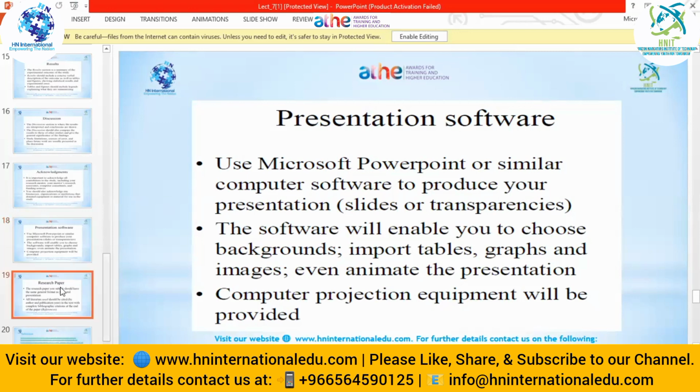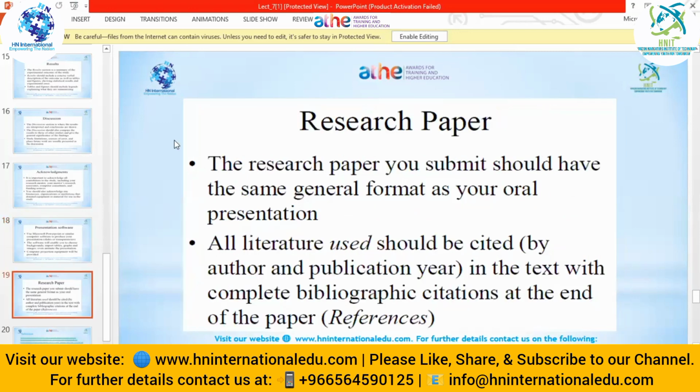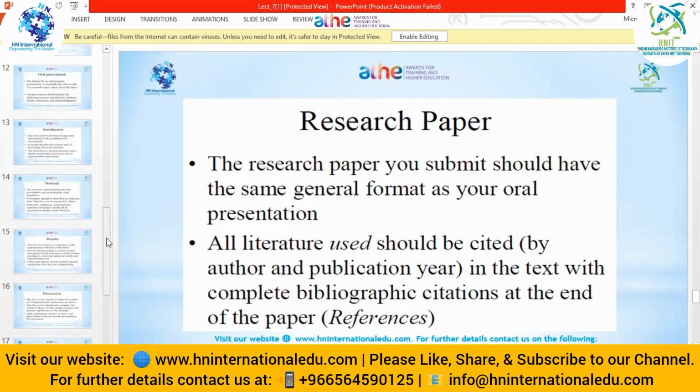Yes, miss. Next is the research paper. The research paper you submit should have the same general format as your oral presentation. All literature used should be cited by author and publication year in the text, with complete bibliographic citations at the end of the paper, the references basically. First you will tell the introduction, as I told you for the oral, then what was the next part after the introduction?